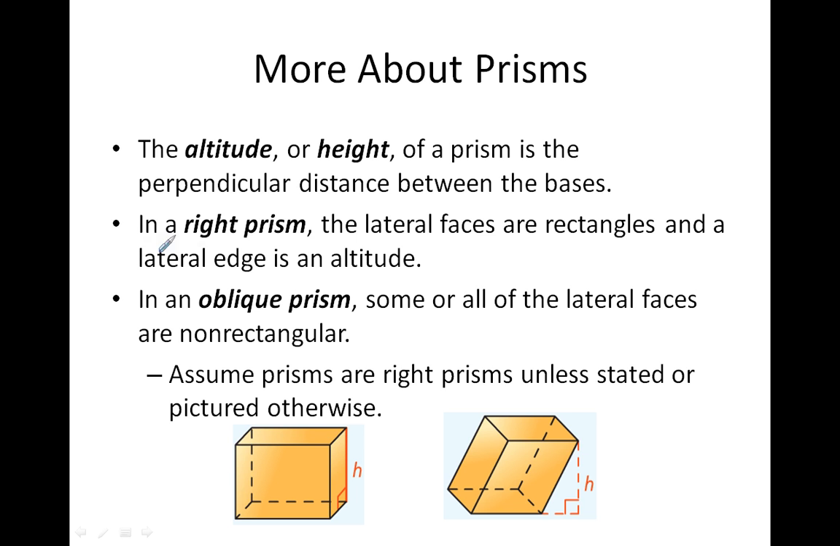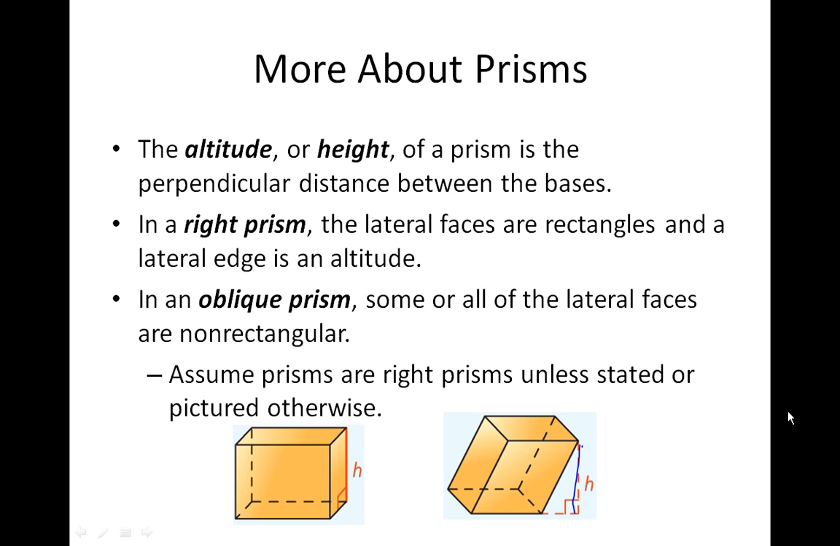It's really nice when you have a right prism because the lateral edge, or one of those faces, is the actual height. Sometimes, though, you have an oblique prism, so it's kind of like someone took it and just pushed it over a little bit, like the Leaning Tower of Pisa. Then the height is going to be another distance, so we'll have to have that measured out. It won't actually be the length of one of the sides the way it is in a right prism.